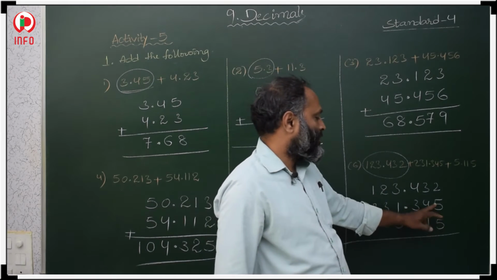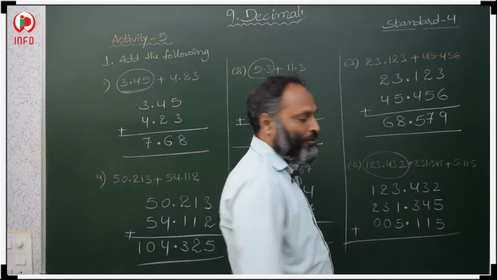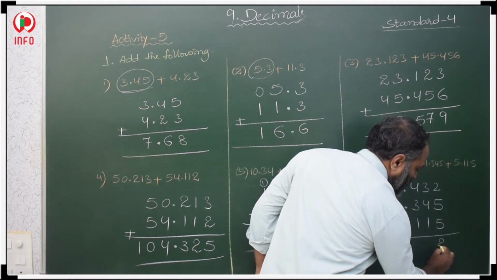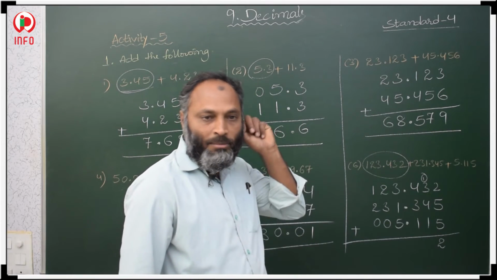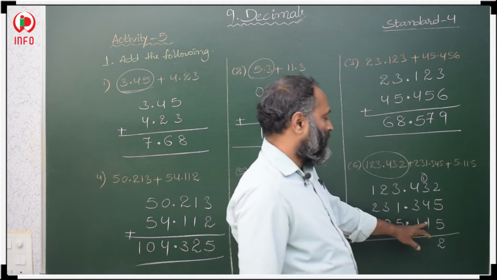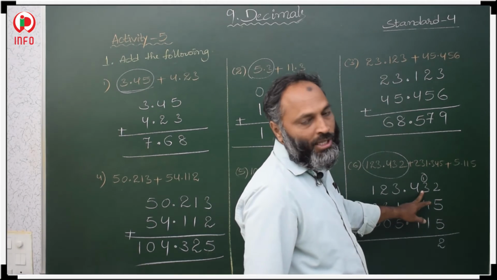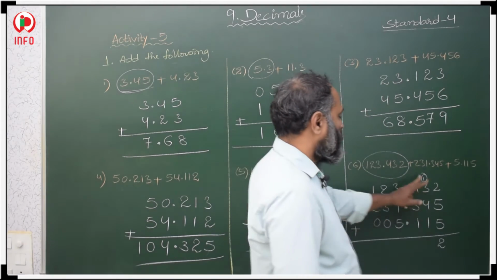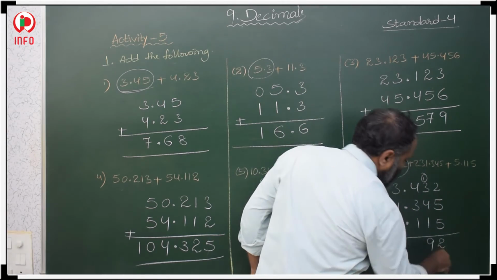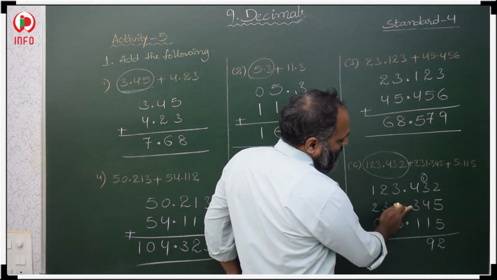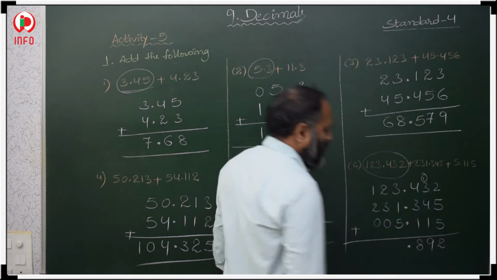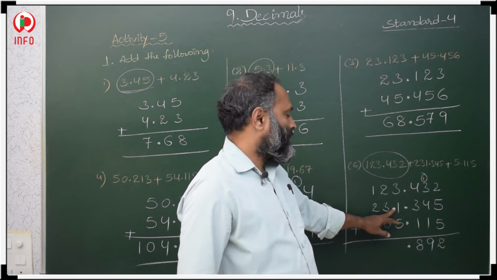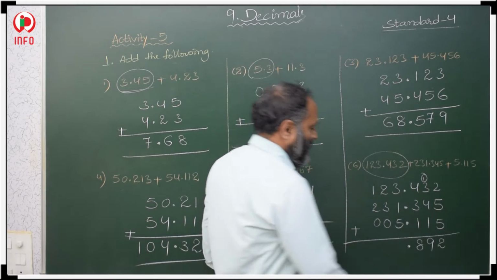Then 5 plus 5, 10. 10 plus 2, 12. 12 means 2 here, and 1 we have to take carry over on hundredths place. 4 plus 1, 5. 5 plus 3, 8. 8 plus 1, 9. 9 hundredths. 4 plus 3, 7. 7 plus 1, 8. And after that decimal. 5 plus 1, 6. 6 plus 3, 9.